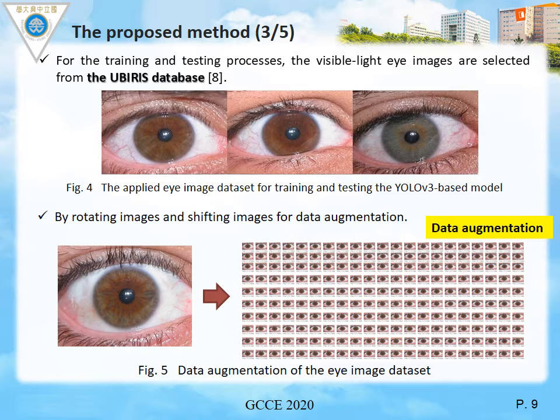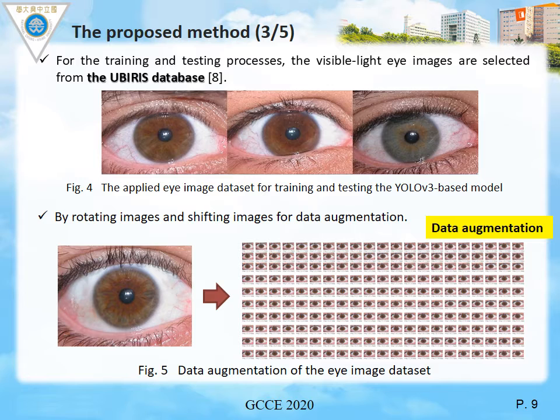For the training and the testing processes, the visible light eye images are selected from various databases. Figure 4 shows the applied eye image dataset for training and testing the YOLOv3 based model. Then, by rotating images and shifting images for augmentation, the number of images for training and testing will be numerously increased.